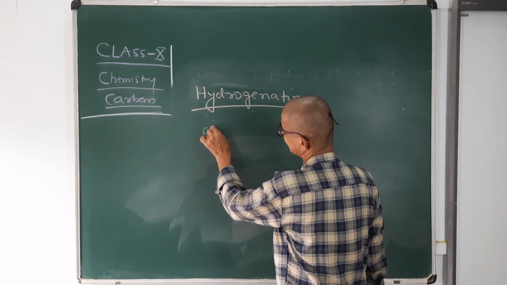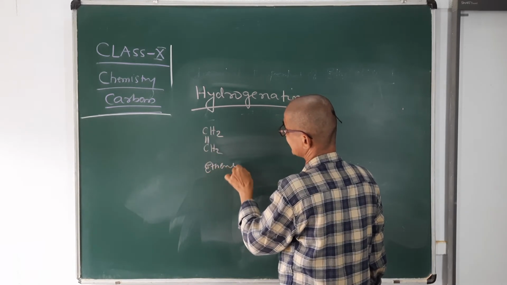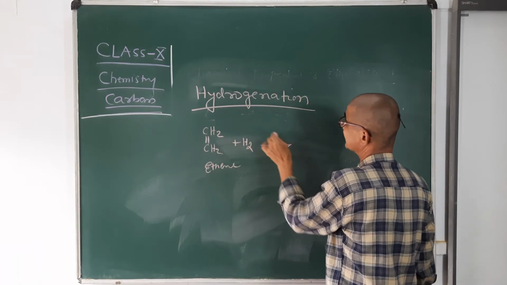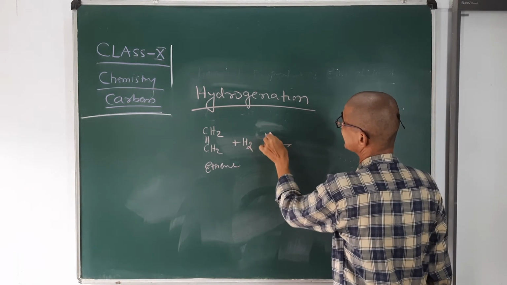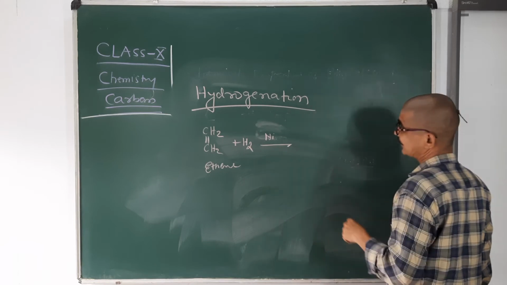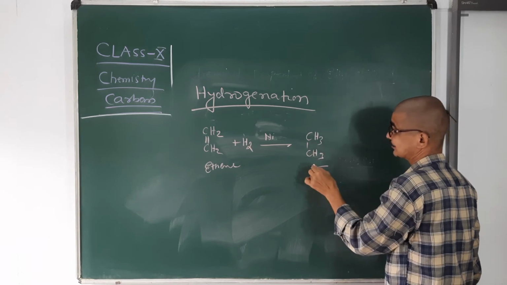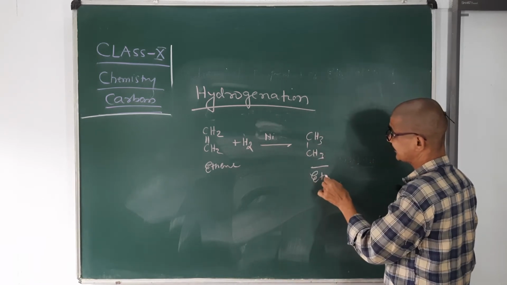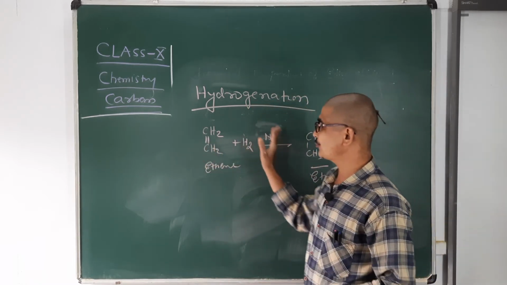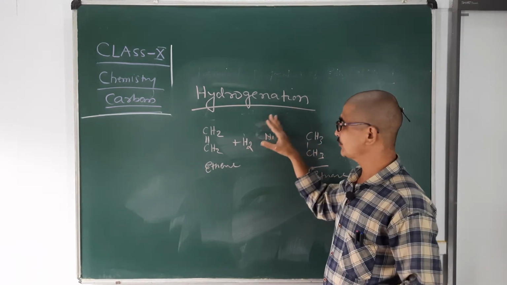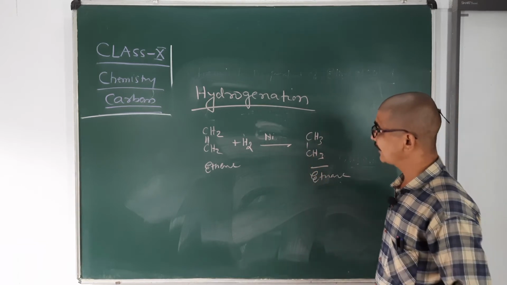For example, this is called ethene or ethylene. It reacts with hydrogen in presence of nickel metal, then addition reaction takes place to form ethane, which is the saturated form. So unsaturated to saturated, addition of hydrogen to alkene in presence of nickel metal to form ethane, this is called hydrogenation reaction.